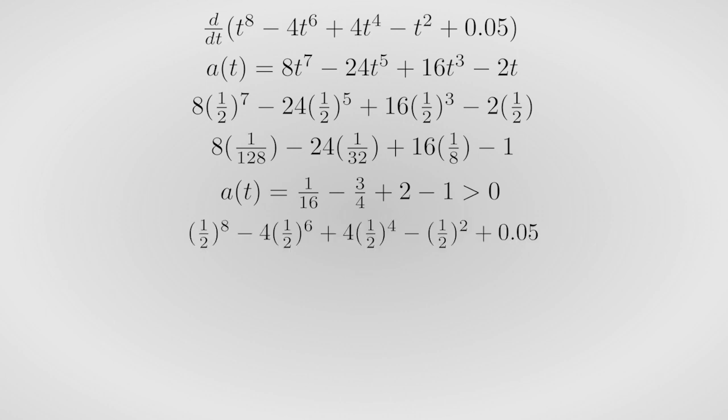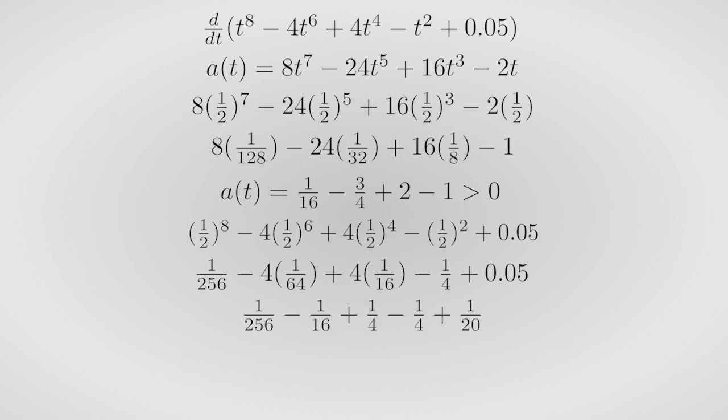We'll also do the same for velocity. We plug 1/2 into the velocity equation and convert it to a fraction for easy math. Next, we'll evaluate the exponentials. Then, let's simplify the fractions. The 1/4s cancel out, and if you add the remaining fractions, you get negative 11 over 1,280, which is negative.